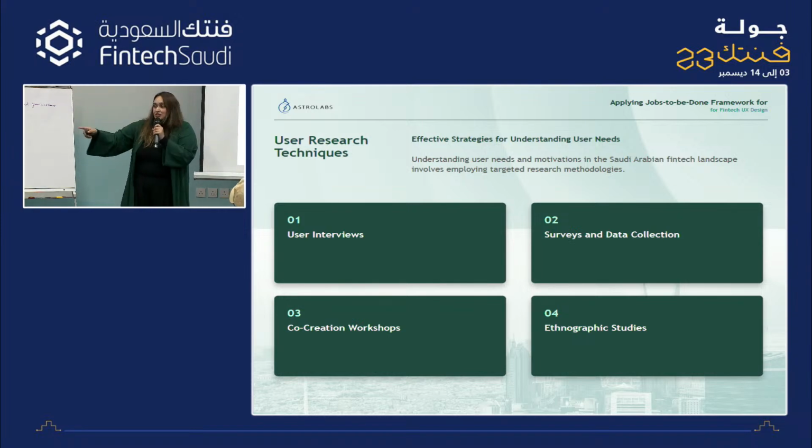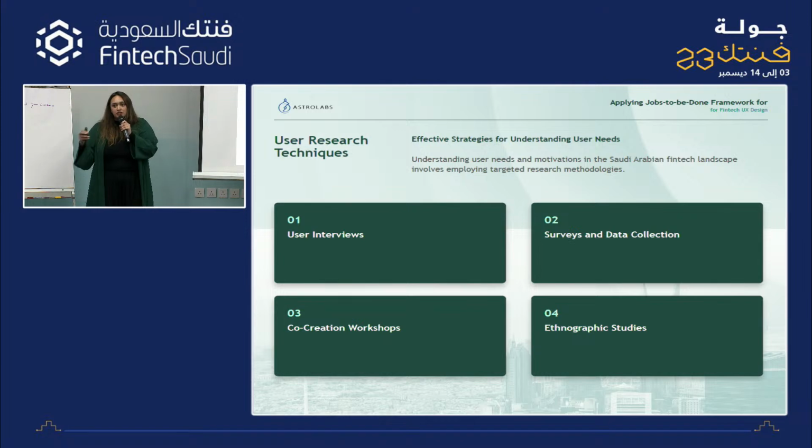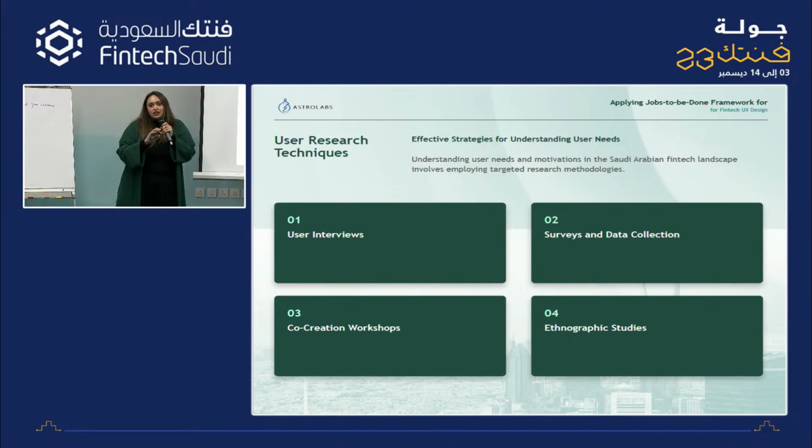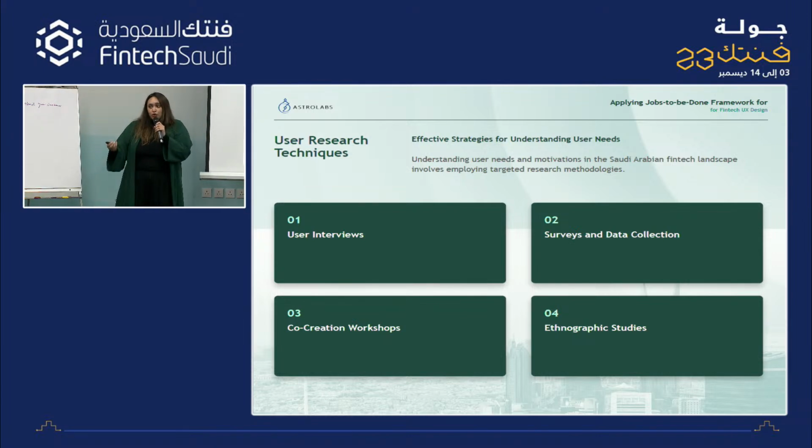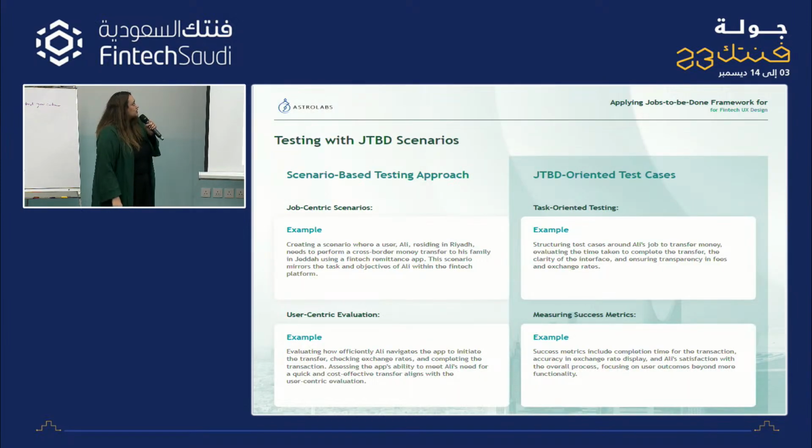The other one is the tools that we just mentioned. There are tools that scrape data and show you where the customer touched, where the customer had struggles, where the customer dropped off, where he didn't continue a certain transaction. So you can follow that, analyze this data, and go back and redesign a product based on the information that you got. Okay, so testing with jobs to be done scenarios.